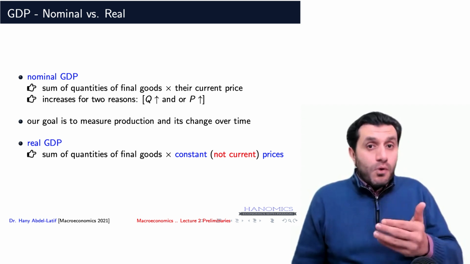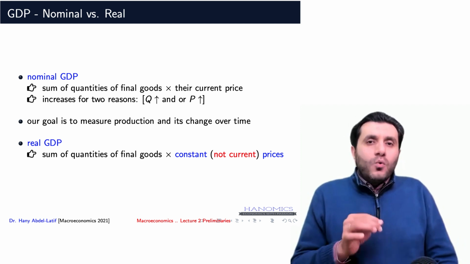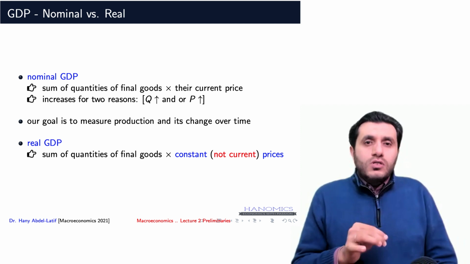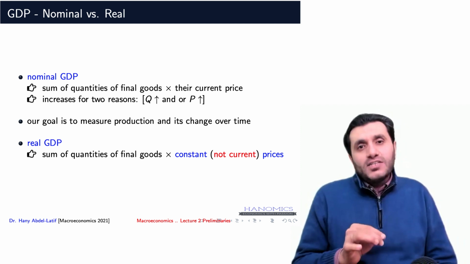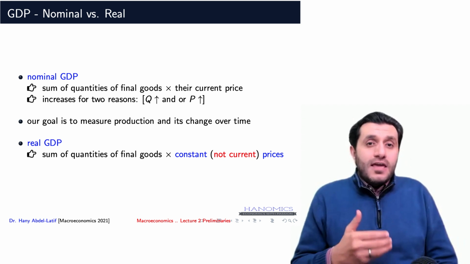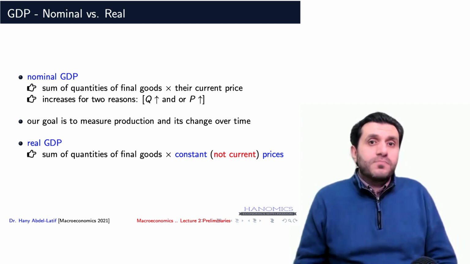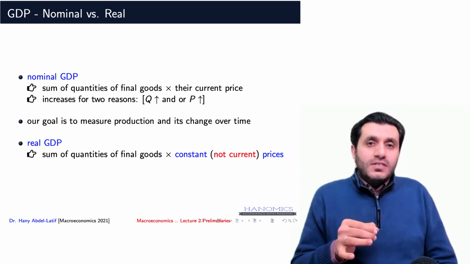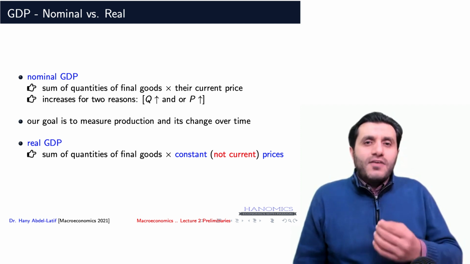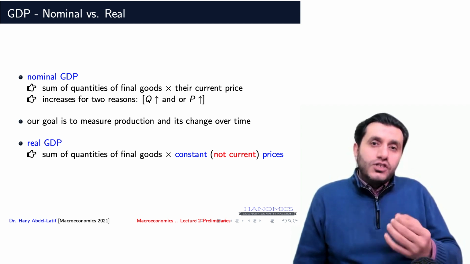price, or both. However, when using GDP to gauge economic performance, we would want to know how much output has changed, not the prices, meaning excluding the effect of price changes. That is the real GDP, the sum of quantities produced at constant or fixed prices. Let's have an example of nominal and real GDP.